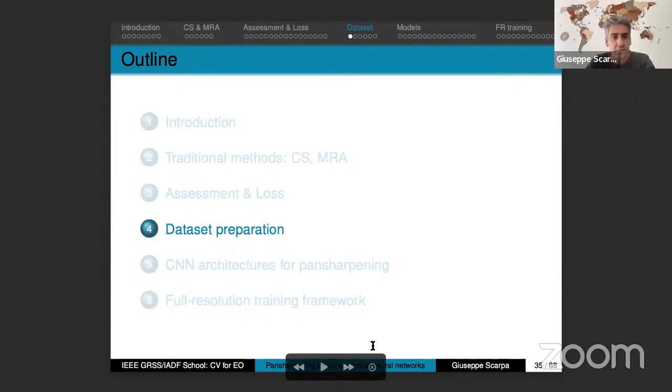Okay, welcome back. We can continue now if there are no questions that you may have processed during the break. We can now move to deep learning based approaches, focusing first on dataset preparation for training, regardless of the specific deep learning network to be employed. Later, we will see different models that are in practice fully convolutional neural networks that allow to do pansharpening.